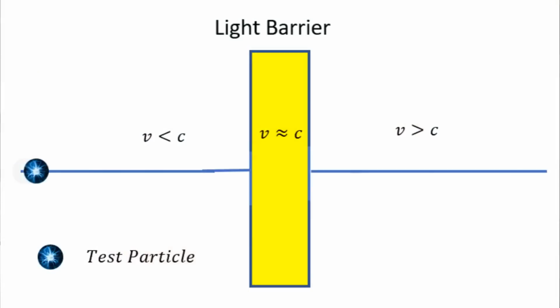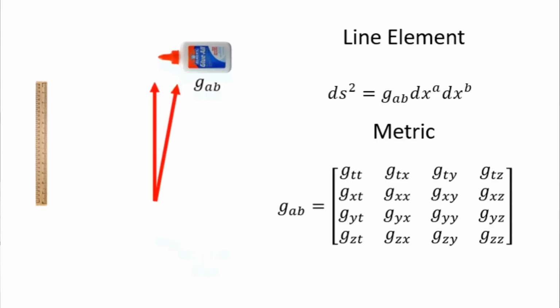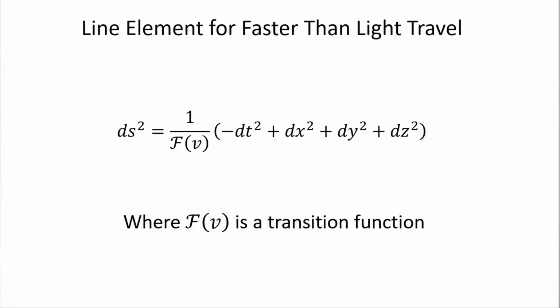Primarily in this video, I'm going to focus on how we can incorporate faster than light travel within special relativity and general relativity. The question now becomes, how do we describe faster than light travel within special relativity and general relativity? We do this through the metric. I developed a line element that will allow us to smoothly transition the light barrier to achieve faster than light speeds. And this is the line element here.